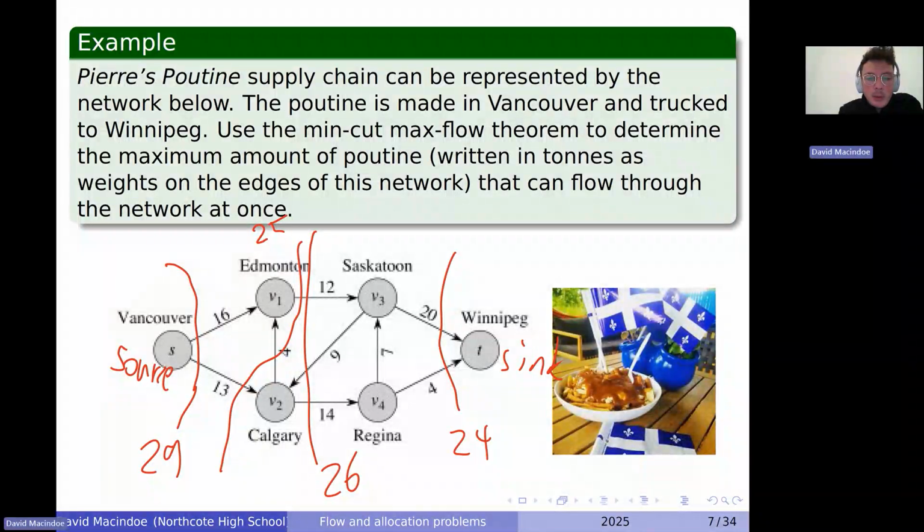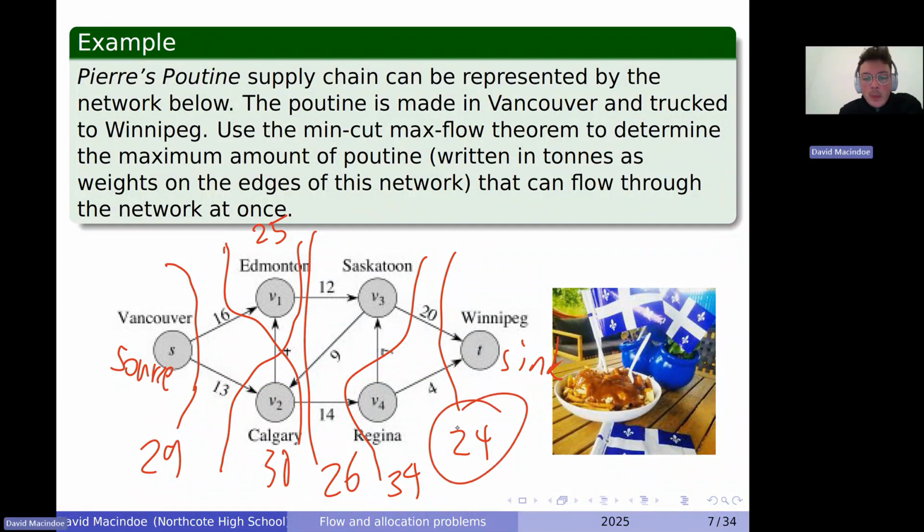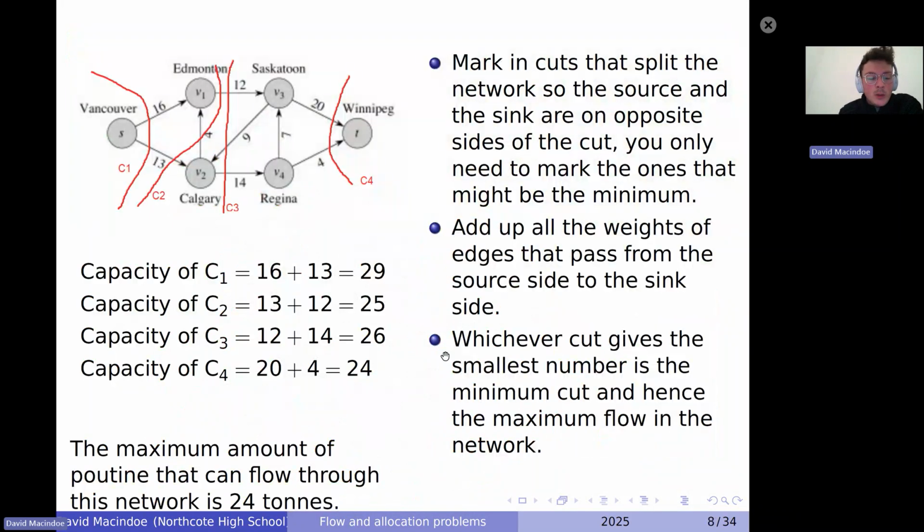Anything better? Probably not really. Maybe we'll try this way. So it'll be 14 plus 20, that's 34, too much. I might have even worked out just about all the different cuts. There are other ones that perhaps we could do here, but again, we're going to get about 30 there, so that's not going to be any good. So it looks like our minimum cut is 24. So we're saying the maximum flow is 24 units of poutine. We're working in tons here apparently. So 24 tons of poutine is the maximum that can flow through this network, going from the source side to the sink side at any one time.